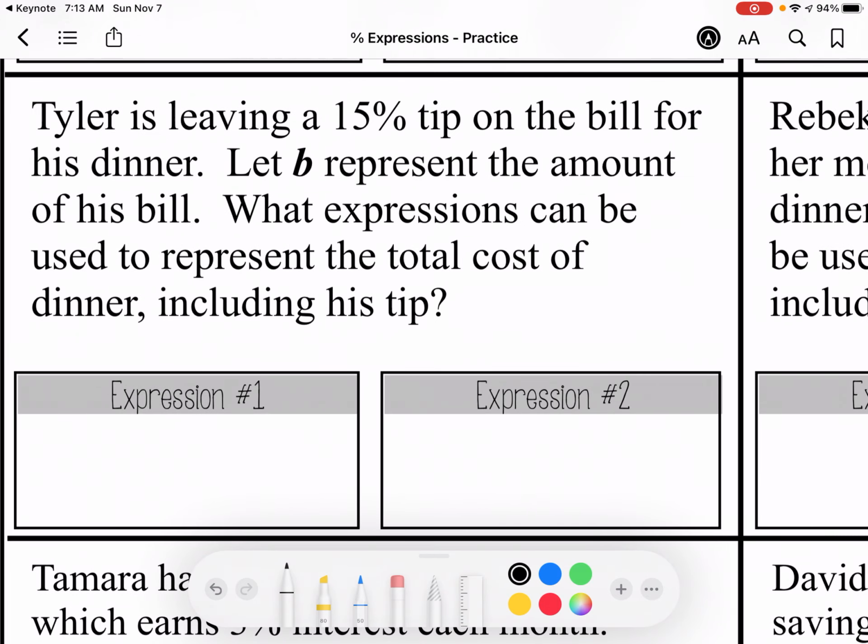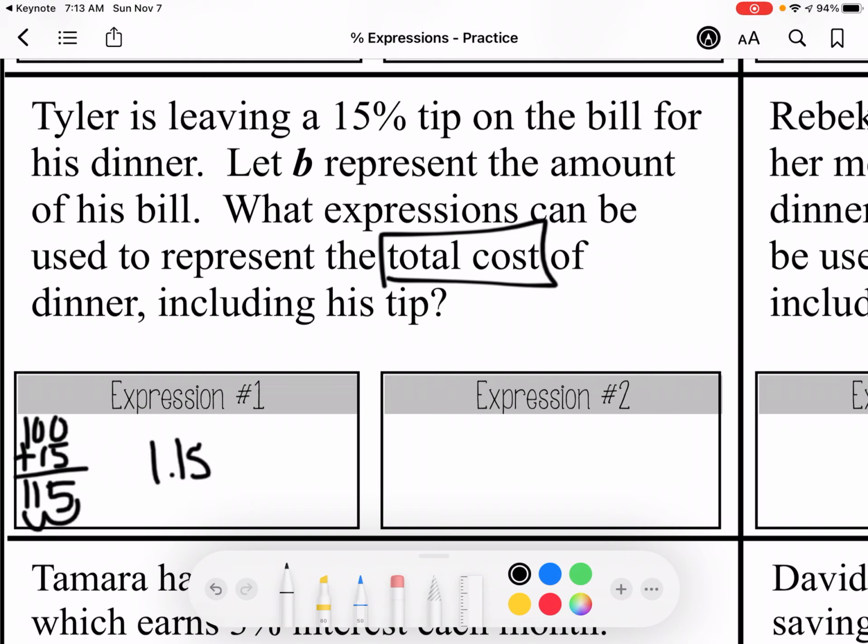Tyler is leaving a 15% tip on the bill for his dinner. Let B represent the amount of his bill. What expressions can be used to represent the total cost? So a tip is something I'm going to add on. So I have 100 plus the 15 gives me 115. Move my decimal 2 places to the left. So 1.15B will give me my answer. Or I can do the bill plus 15% of the bill.